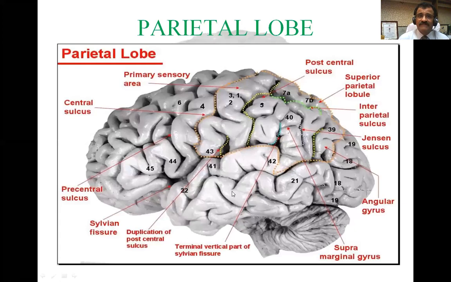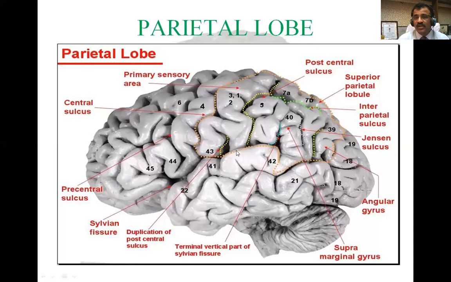Now here you can see different areas which are located on the parietal lobe. You can see 3, 1, 2 are located on the primary sensory area, that is the post-central gyrus, and you can see 5, 7 they are located on the superior parietal lobule. And at the lower end you can see there is area number 43 located here for the gustatory area. Gustatory area means area for taste sensation.